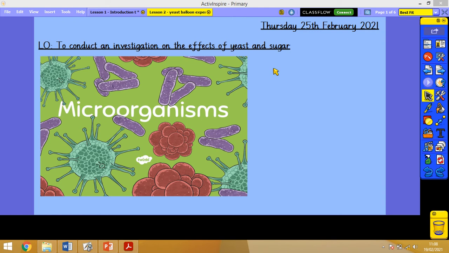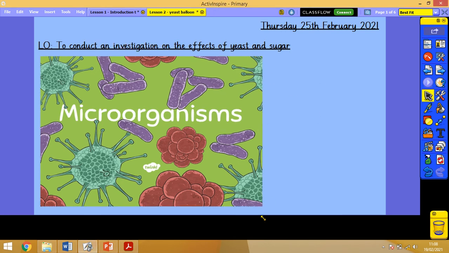Today you are going to be carrying out an investigation on the effects of sugar on yeast, and what happens when we mix these in a little bit of water. Just to recap, on Monday we learned about microorganisms. These are living things that are too small to be seen with the human eye, so we need microscopes.